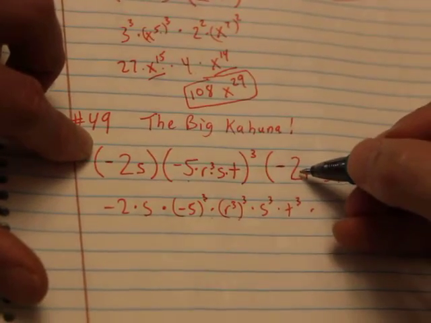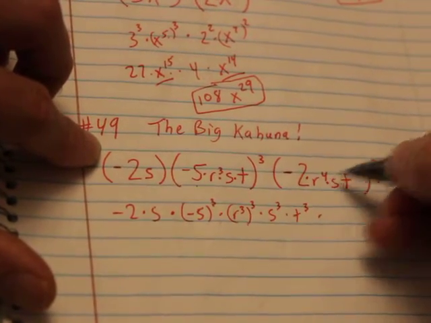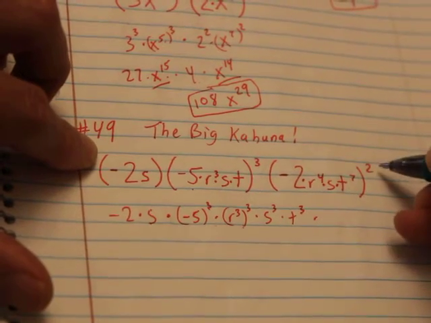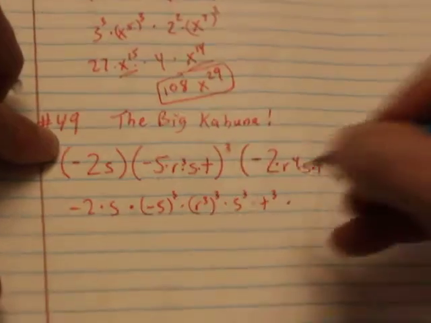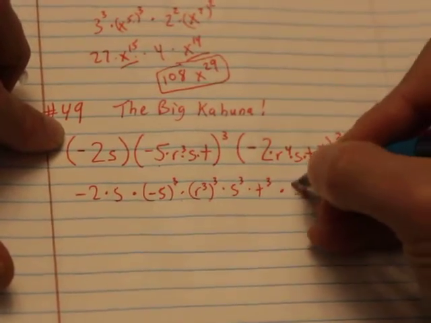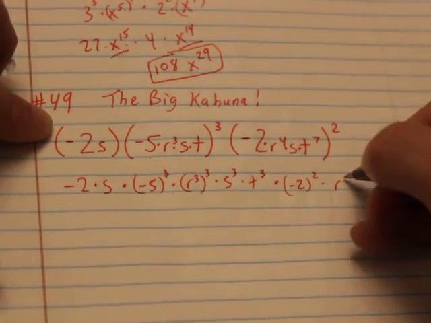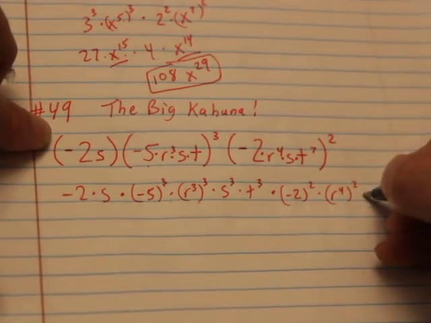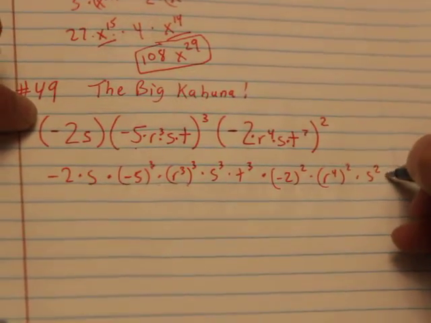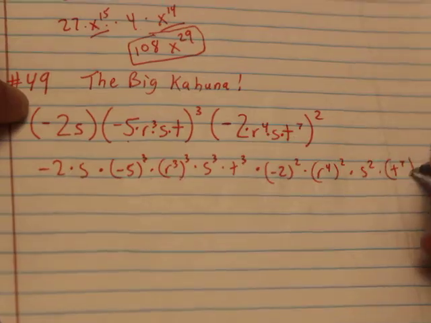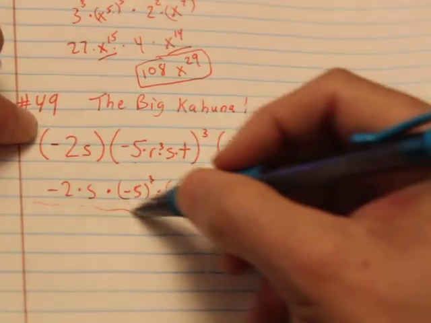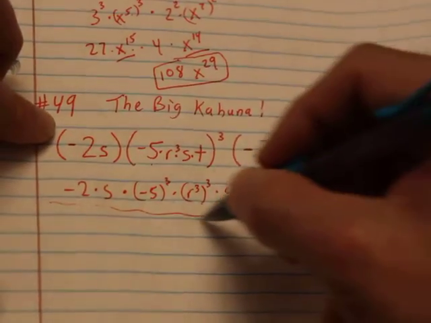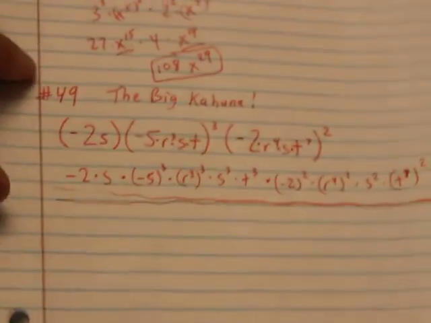Now you're going to have negative 2, r to the 4th, s, t to the 7th, and that's being squared. So every one of those is going to be raised to the 2nd power. So negative 2 squared, r to the 4th squared, s squared, and t to the 7th squared. This is a lot of stuff. However, we're going to do this one at a time.